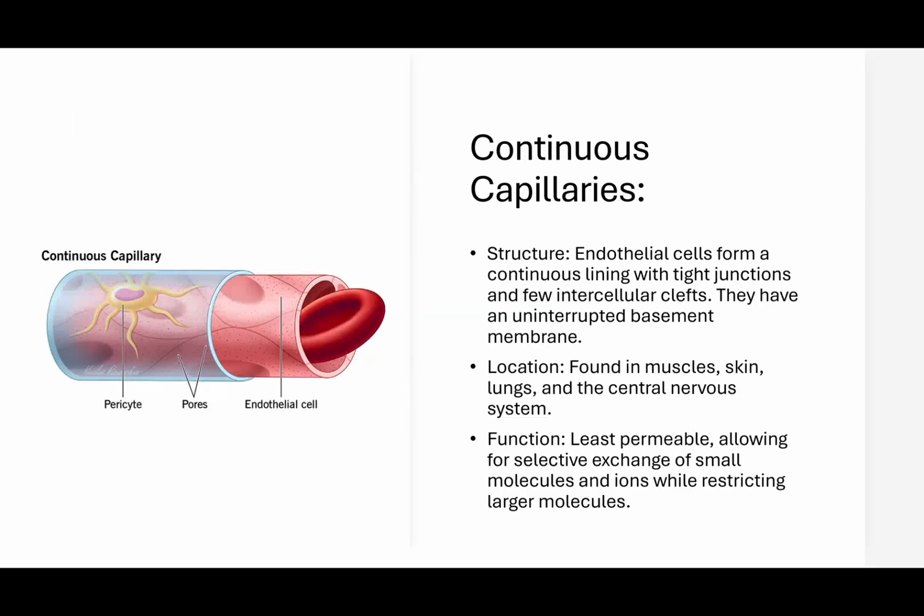So we have the continuous capillaries, usually found within muscles, the skin, the lungs, and the central nervous system. They have few intercellular clefts and an uninterrupted basement membrane. They're the least permeable, allowing for selective exchange of small molecules and ions while restricting larger molecules. All right?